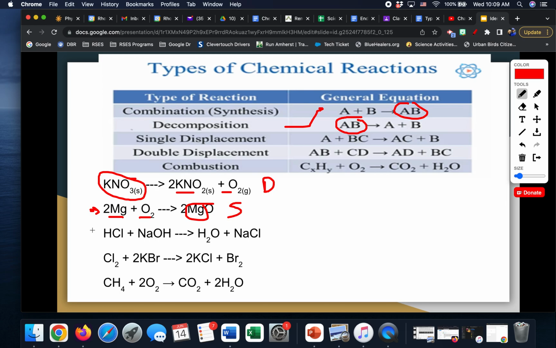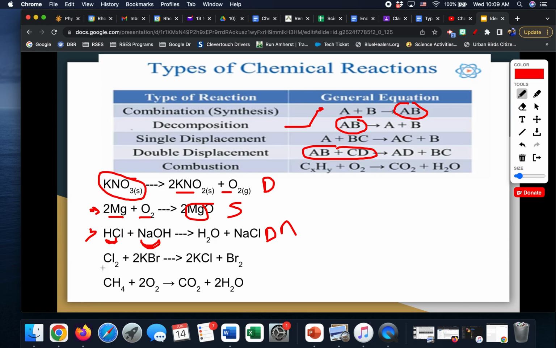All right, we look at number 3 here. Start with 1 combined thing, 1 compound, another combined compound. So I start with 2 compounds. Well, this is the only one that does that. AB plus CD. They do switch places, so that makes this a double replacement or double displacement.